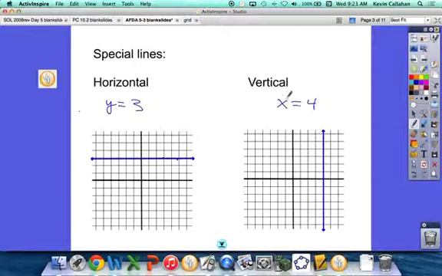So this one is also x to the first. So just got to keep in mind, a horizontal line has a slope of 0, and it has an equation of y equals a number. A vertical line has a slope of undefined. It has an equation of x equals a number.